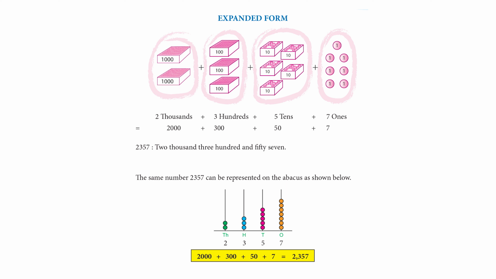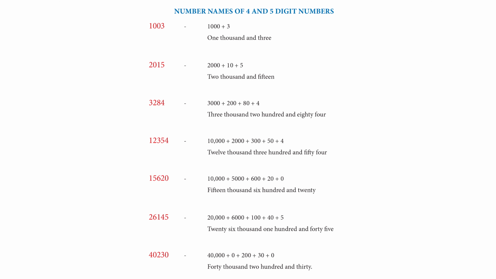As you look down, you can see the abacus for the same number, 2,357. There are 2 beads in the thousands, then there are 3 in hundreds, 5 in tens, and 7 in ones. Please take a look with me on page number 58.